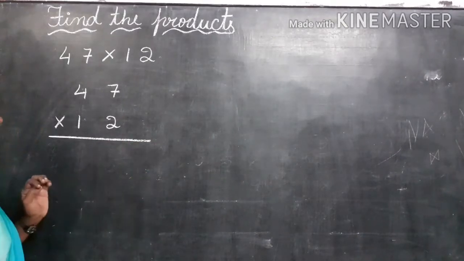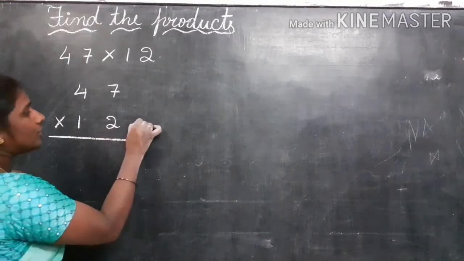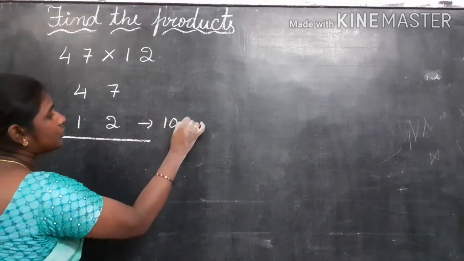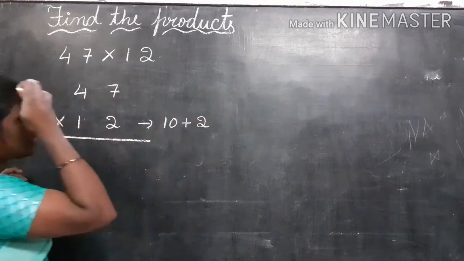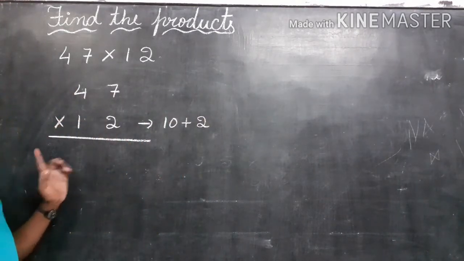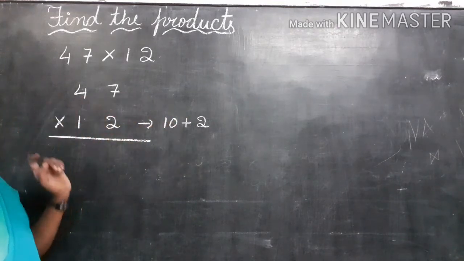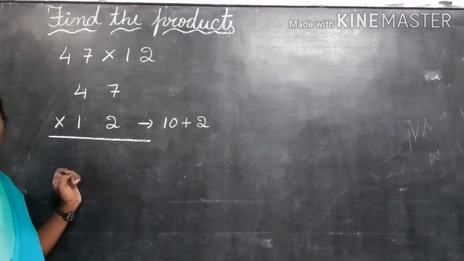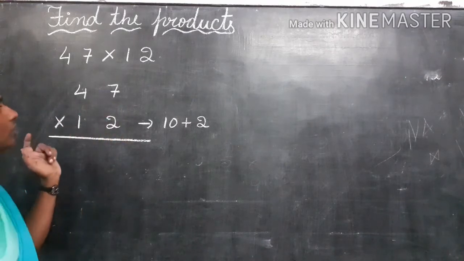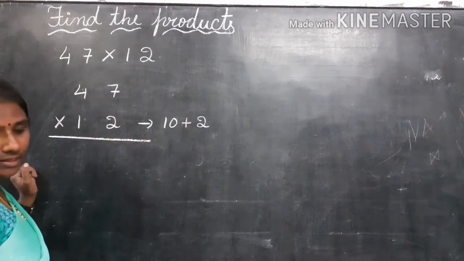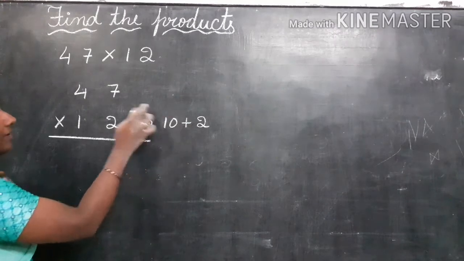How should we multiply? In this, 12 we should expand as 10 plus 2. So first we have to multiply with 2. Next we have to multiply with 10.